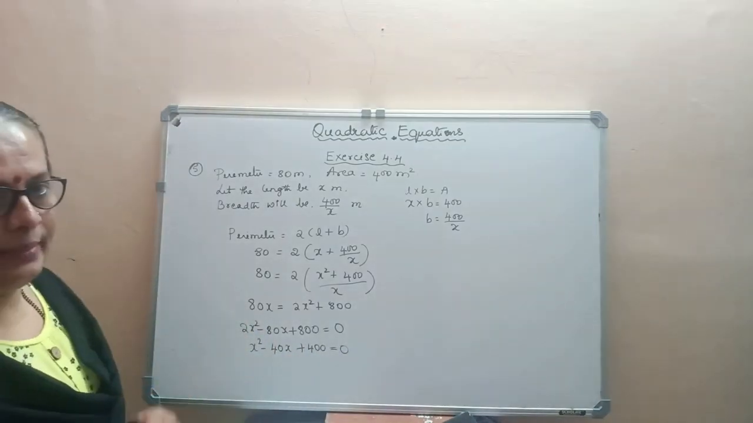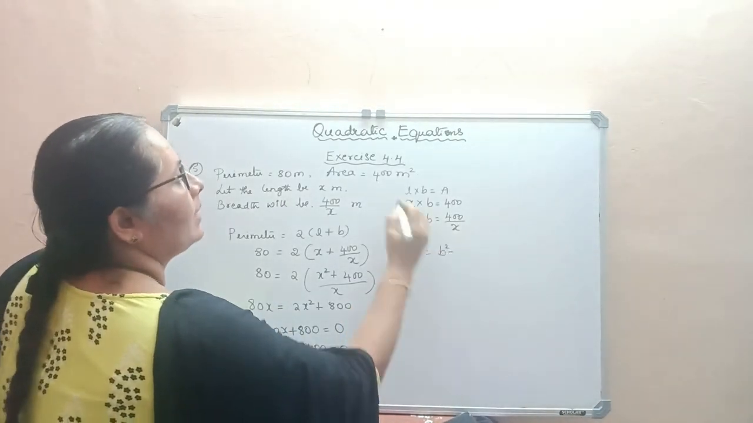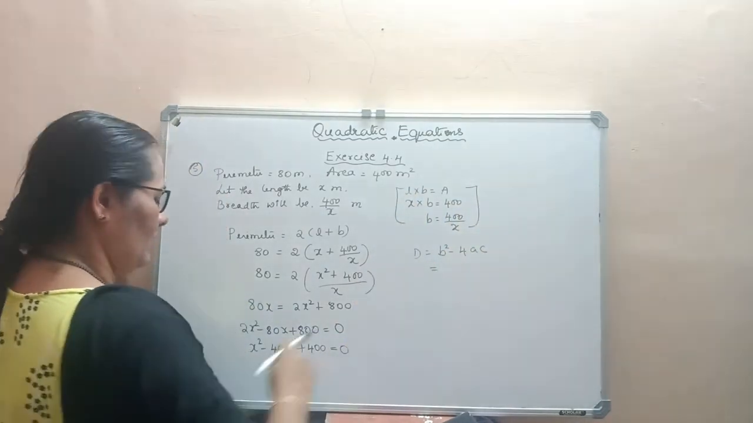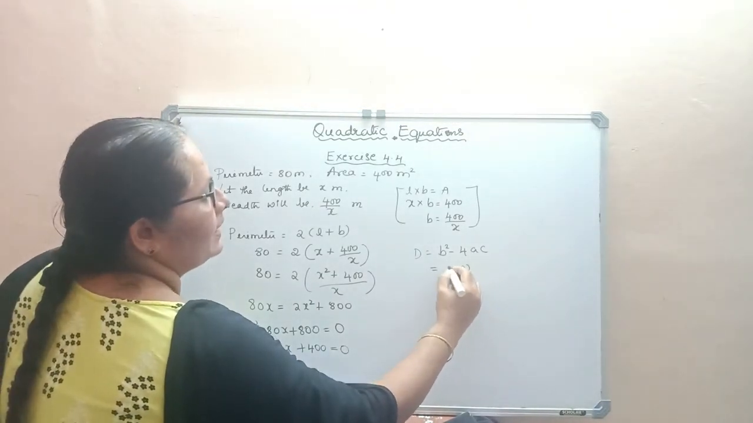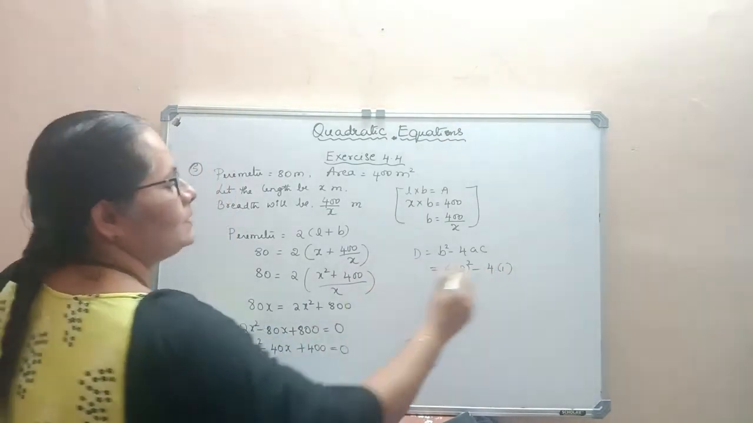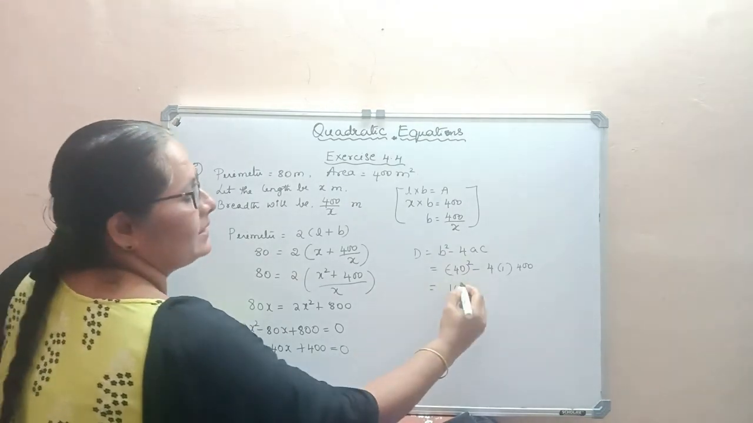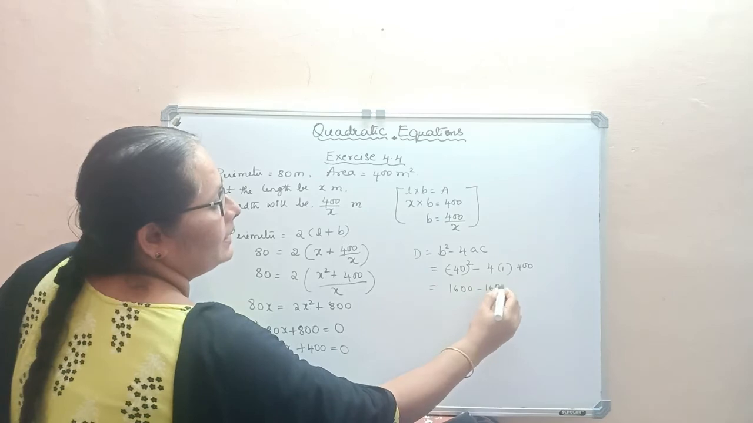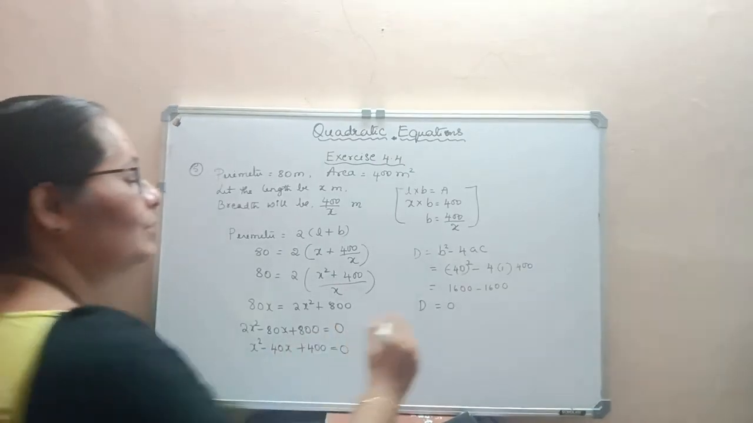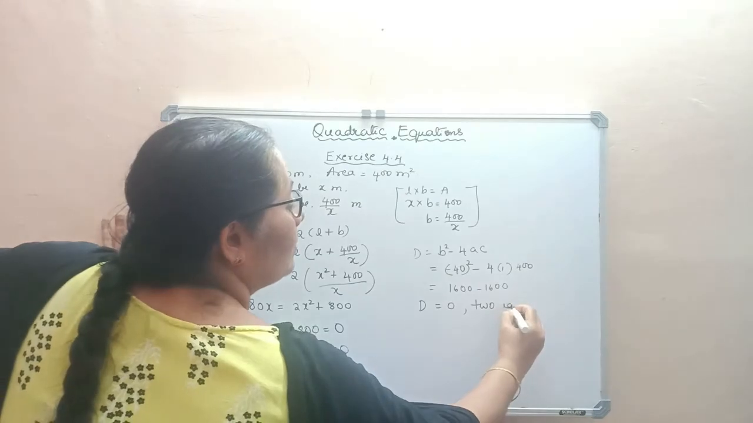Now we find the discriminant, to see whether it is possible or not. The discriminant equals b square minus 4ac. So b square is minus 40 whole square, 4 into a is 1, and this is 400. So 40 square is 1600 minus 1600, which is 0. So the discriminant is equal to 0, which means two equal roots. It means the situation is possible.